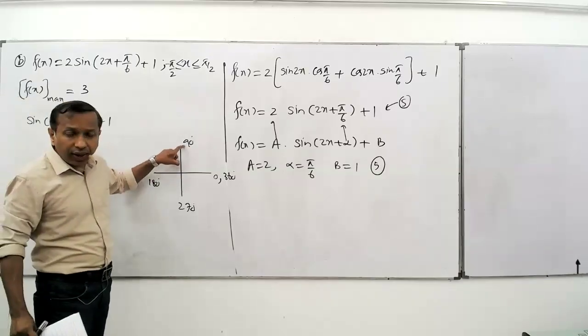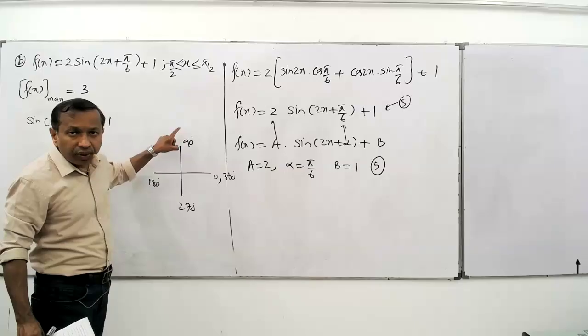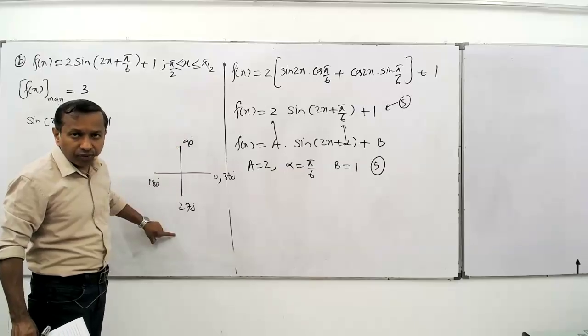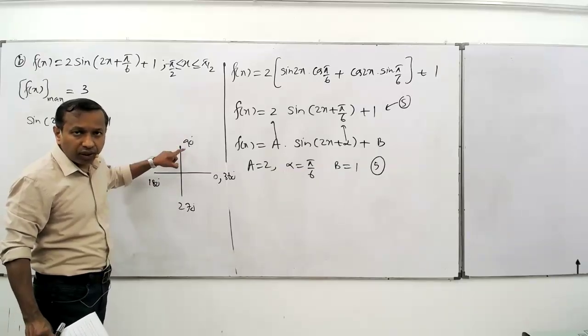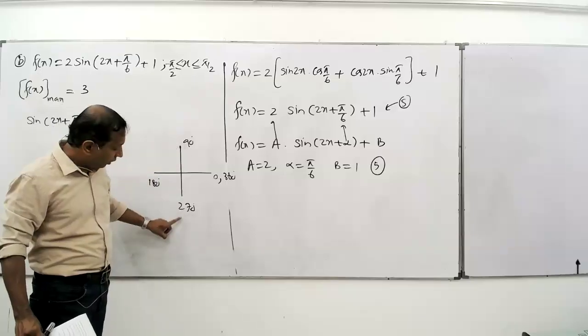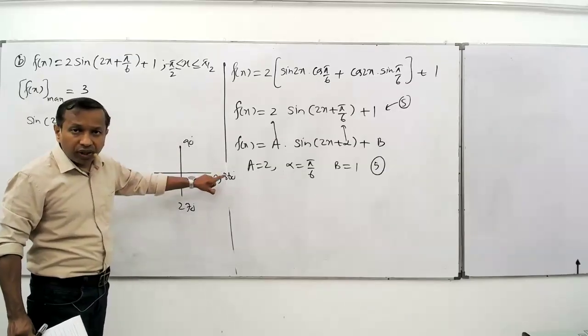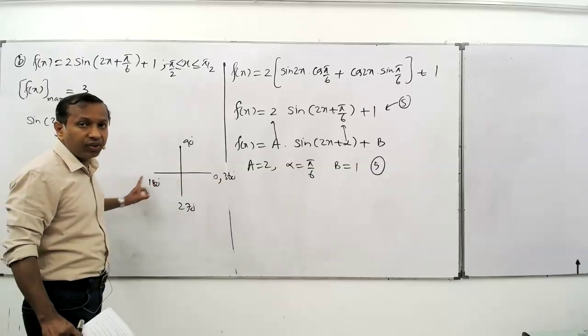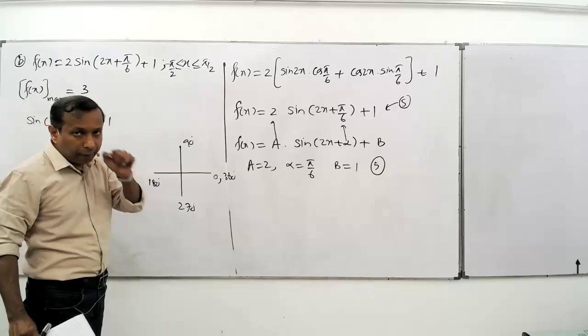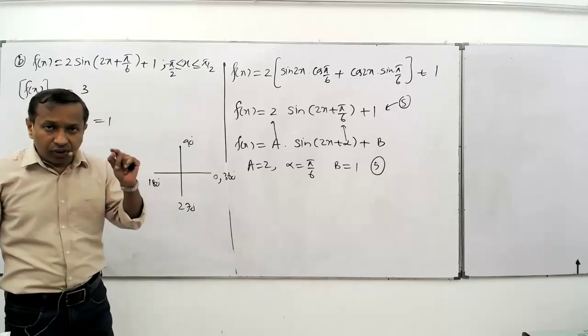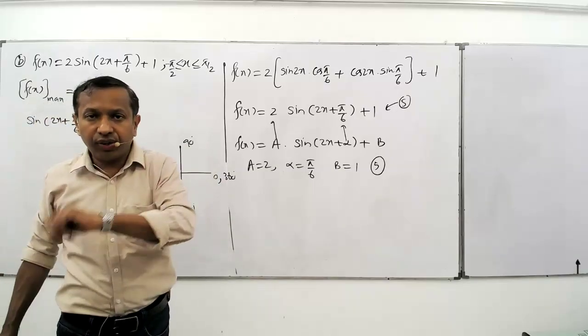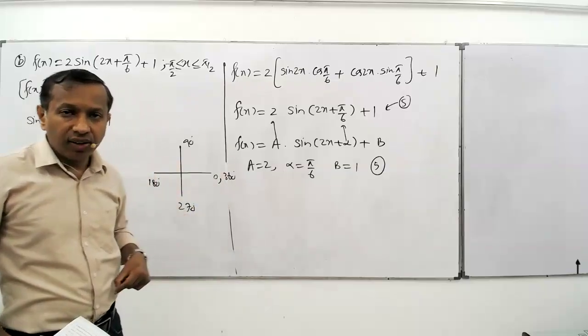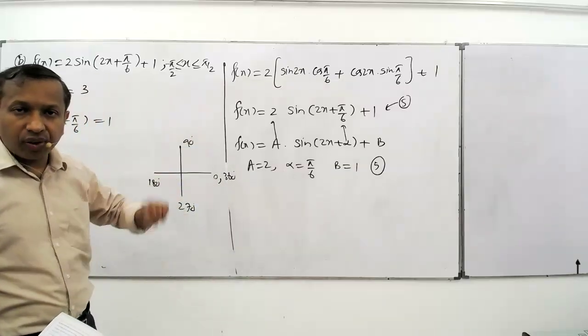On the y-axis angles, sine is plus 1 and minus 1. Sine 90 is plus 1, sine 270 is minus 1. On the x-axis angles, cos takes plus 1 and minus 1, and sine is 0. On the y-axis angles, sine takes plus 1, minus 1, and cos is 0.